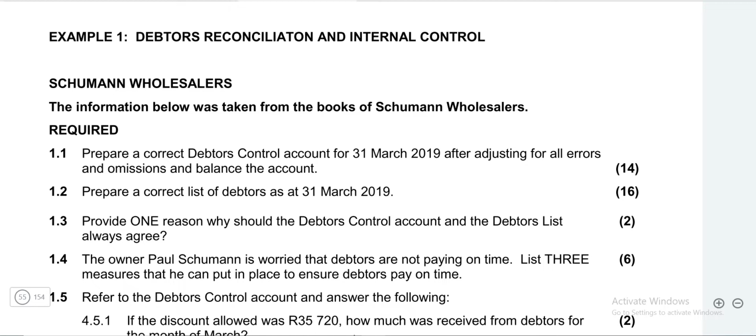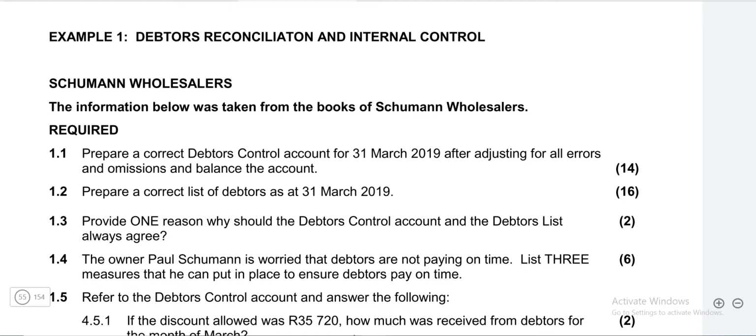So now sometimes you will notice that as we sell to our customers on credit, we record as a business, and we also update the individual ledger accounts of these customers that we are selling to. And it can happen that sometimes the control account, which is the summary of all our debtors, as well as the debtors list, which is the individual accounts of the debtors, those two items are not the same, and as a result of that, we end up having to reconcile.